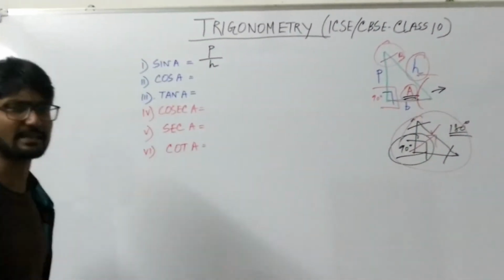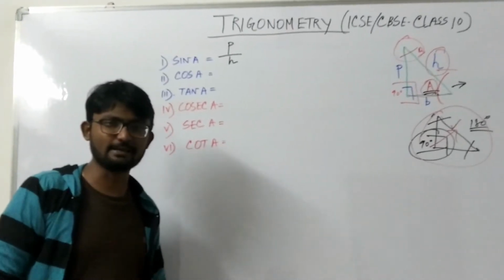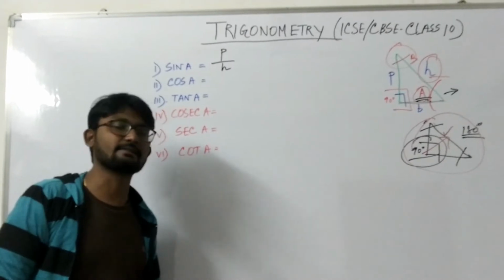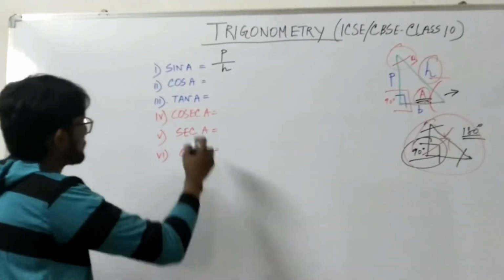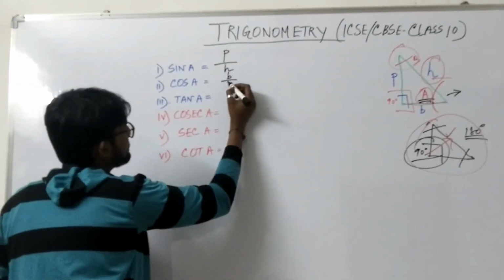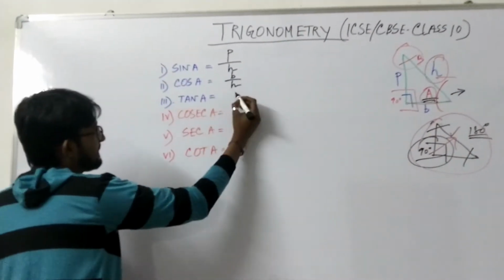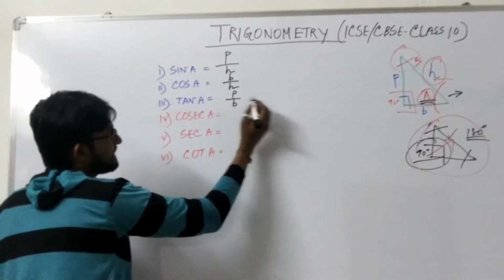I'm going through the basic parts. I know you guys know what is sine A and cos and all, but as I've told you, as this is an online class, I will go through the basic parts as well. So cos is base by hypotenuse. Tan is perpendicular by base.